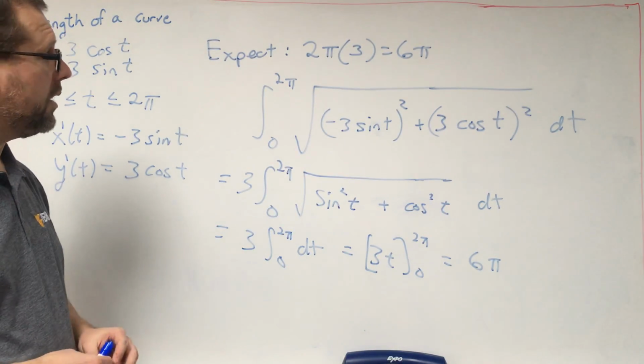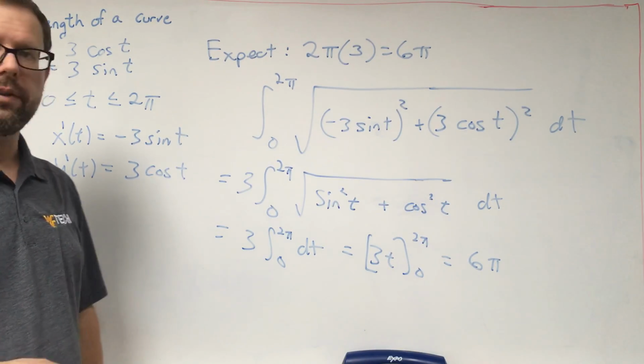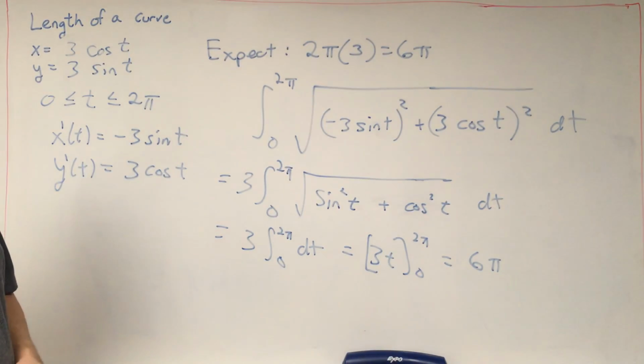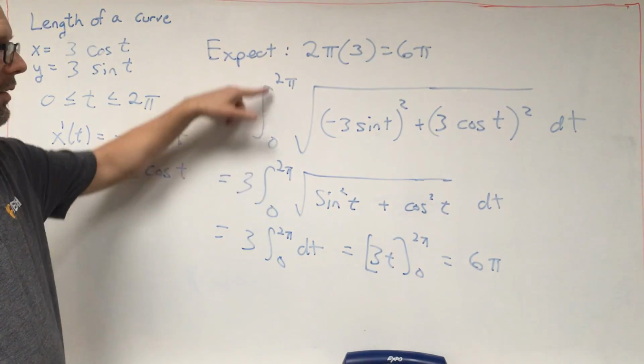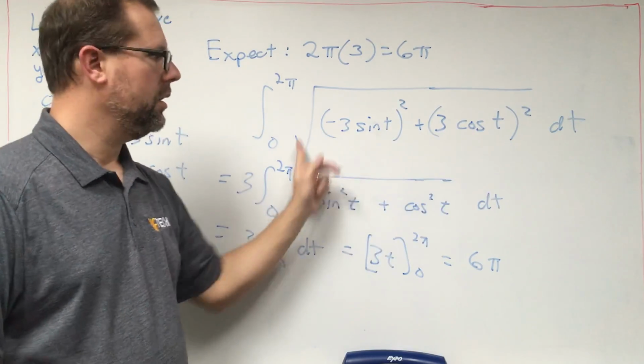So that's all for now. That is arc length. Next, we're going to do a little bit of surface area. But remember for the arc length formula that you are going to integrate between the appropriate t values, the square root of x prime squared plus y prime squared.